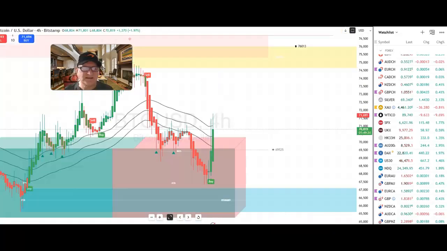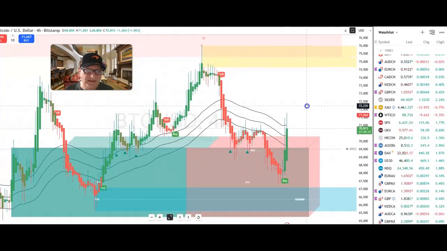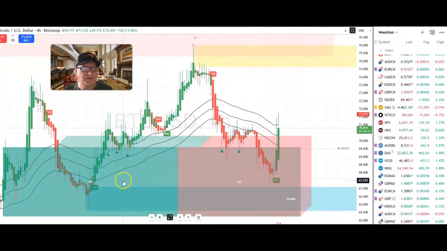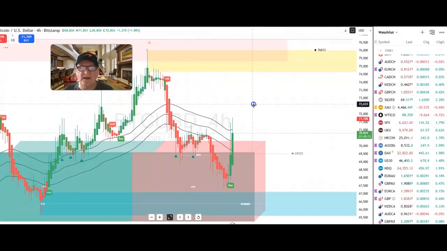Bitcoin's all over the place, so just be careful with Bitcoin. You've got 59% of buyers in to Bitcoin. If you fancy buying into that right now, buy above 71,821.